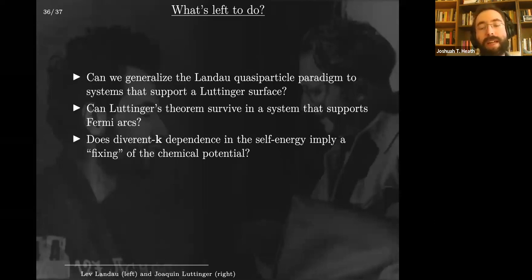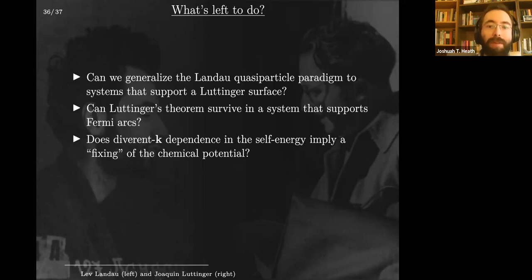Remember what I talked to you about Phillips' idea? We have a gap, and then the chemical potential can be put anywhere we want. So Luttinger's theorem is violated. If we have a divergent k-dependence, well, then I've shown that Luttinger's theorem is still applicable. So if we have a divergent k-dependence, this is then fixed to form the chemical potential.